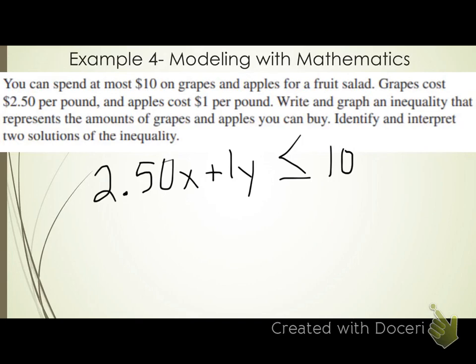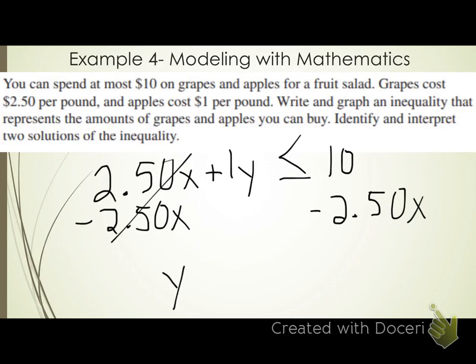So to graph this, let's go ahead and get it in slope-intercept form. What would be my step to get y by itself? Subtract 2.50x. So I get y. Does my symbol flip or stay the same? Stays the same. I just subtracted, so we're good. I'm just going to write 2.5. Everyone okay with that? There's my inequality. Now it tells me to graph it.